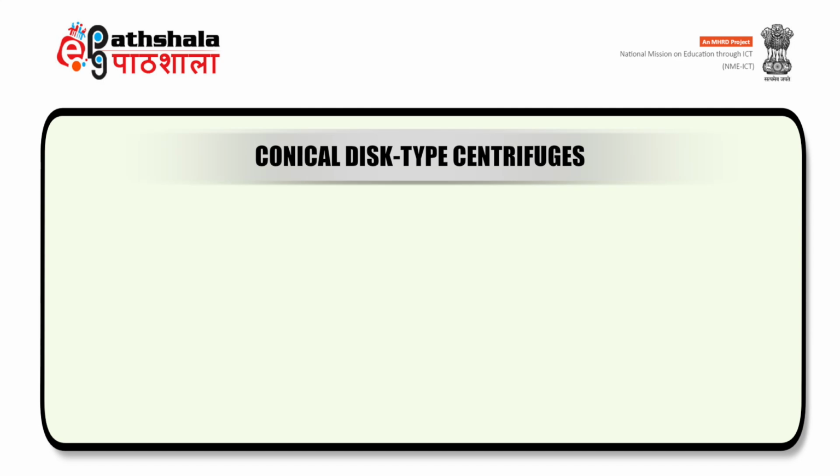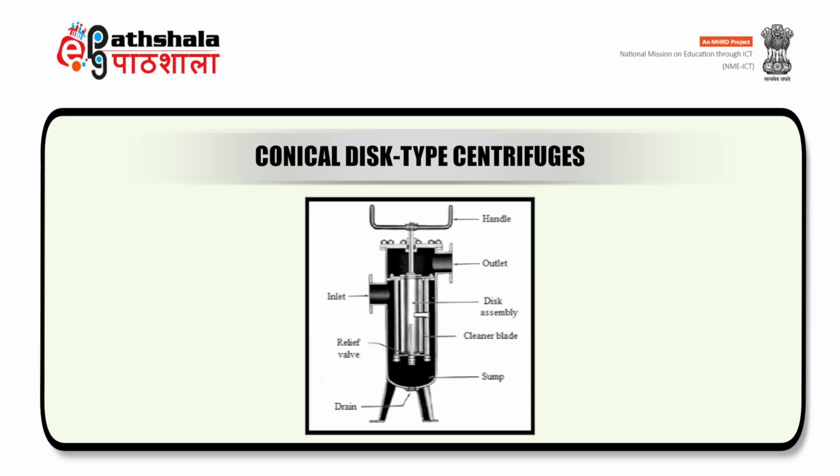The other example is the conical disc type centrifuge. It is also shown on your screen. It consists of a series of conical discs in the bowl. Its length to diameter ratio is small and operational speed is low. Now coming to its working, as the centrifuge rotates, the heavier liquid or solid moves to the underside and the lighter liquid moves to the upper side of the disc. It is used for separating lower concentration of solid.